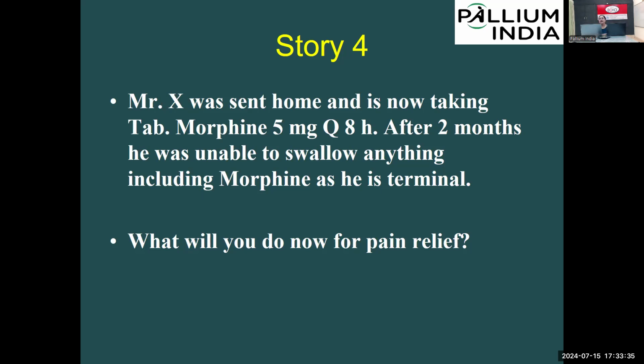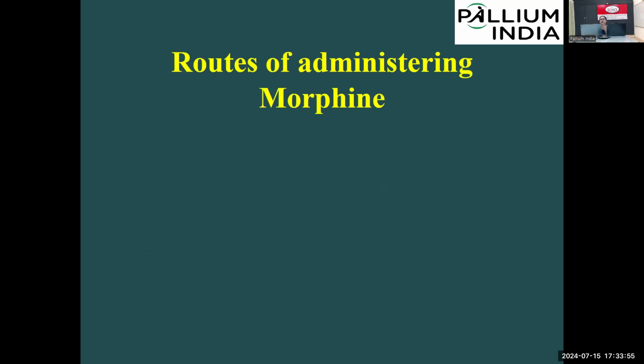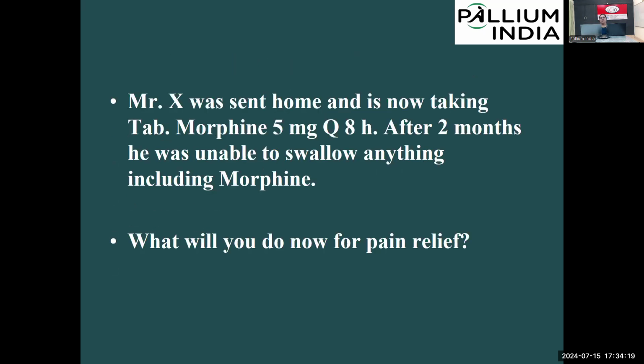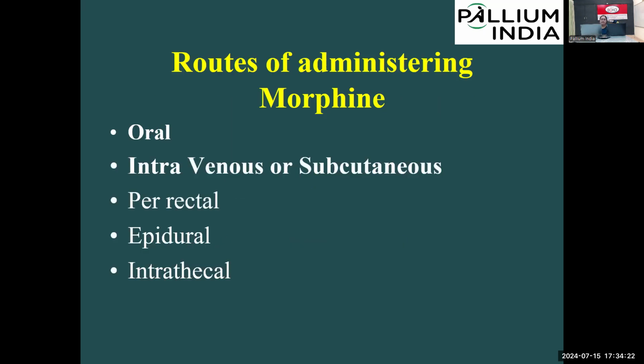Yes, there are different options. Thank you all for the responses. There are different options when the patient is unable to swallow. Usually if the patient is in a home care setting, what we usually prefer as a first line choice would be, to understand this better, we need to know about the routes of morphine administration. Morphine can be administered orally. As I already mentioned, oral route is the preferred route as per the principles of analgesic use. It can also be given through intravenous route or subcutaneous route, or rectally, or through epidural route, intrathecal route. So these are the different routes of administering morphine.